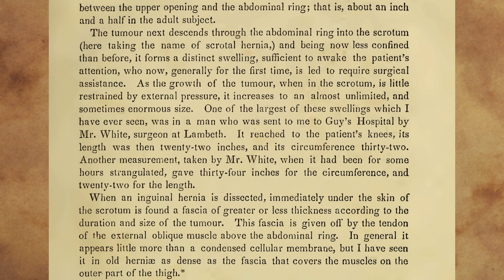The tumor next descends through the abdominal ring into the scrotum, here taking the name of scrotal hernia. And being now less confined than before, it forms a distinct swelling, sufficient to awake the patient's attention, who now, generally for the first time, is led to require surgical assistance. As the growth of the tumor, when in the scrotum, is little restrained by external pressure, it increases to an almost unlimited and sometimes enormous size.